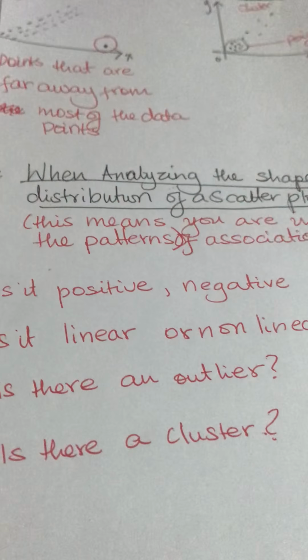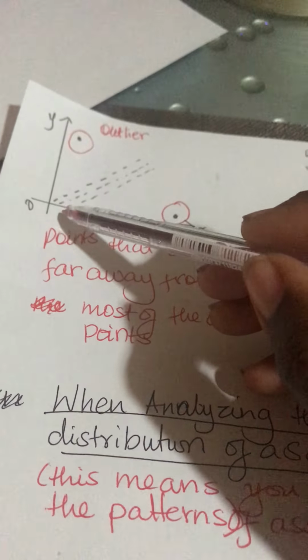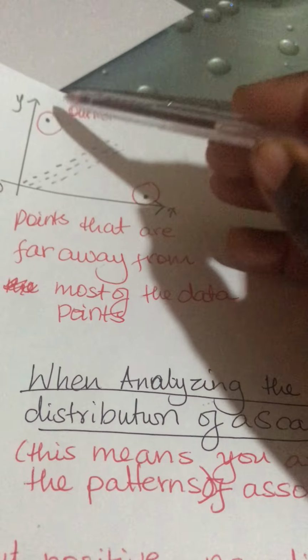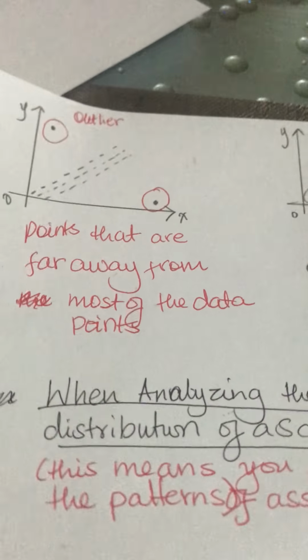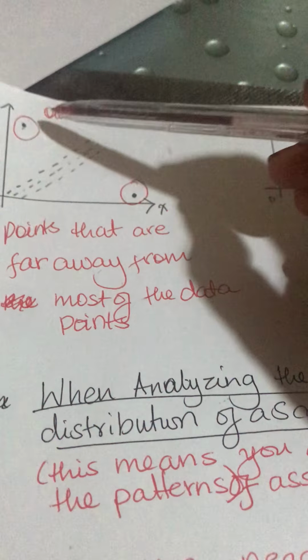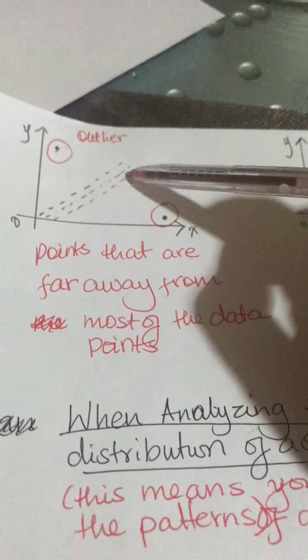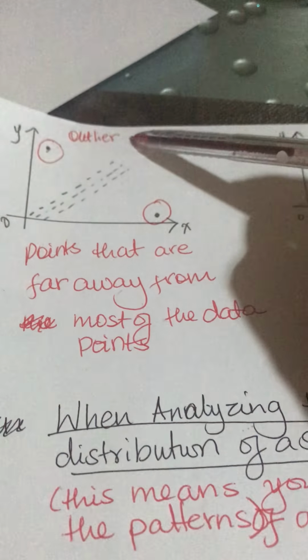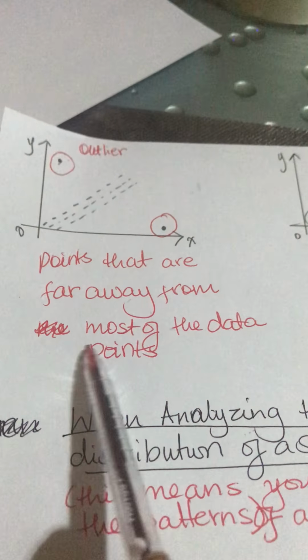okay? Now we need to describe what is an outlier. So when you're plotting points and you see a point out here like this, it doesn't mean you're wrong. It happens that sometimes some data points are not together with the rest. And if you're not together with the rest of the data points, you're called an outlier. So points that are far away from most of the data points is what we are calling the outlier.